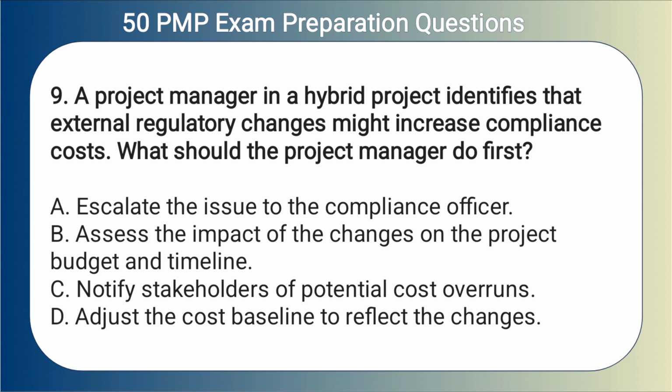9. A project manager in a hybrid project identifies that external regulatory changes might increase compliance costs. What should the project manager do first? A. Escalate the issue to the compliance officer. B. Assess the impact of the changes on the project budget and timeline. C. Notify stakeholders of potential cost overruns. D. Adjust the cost baseline to reflect the changes.